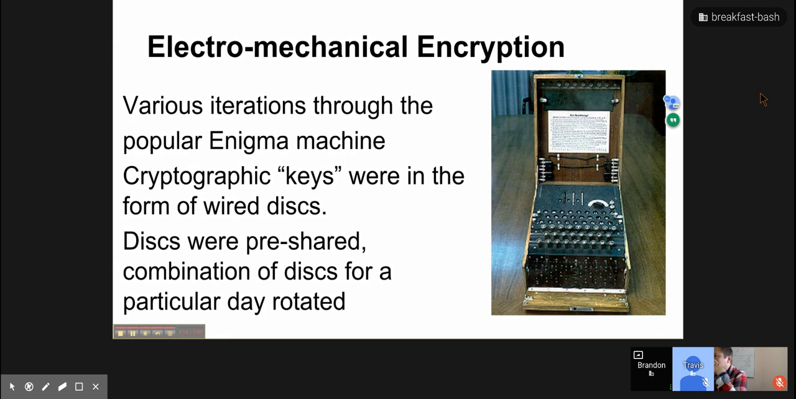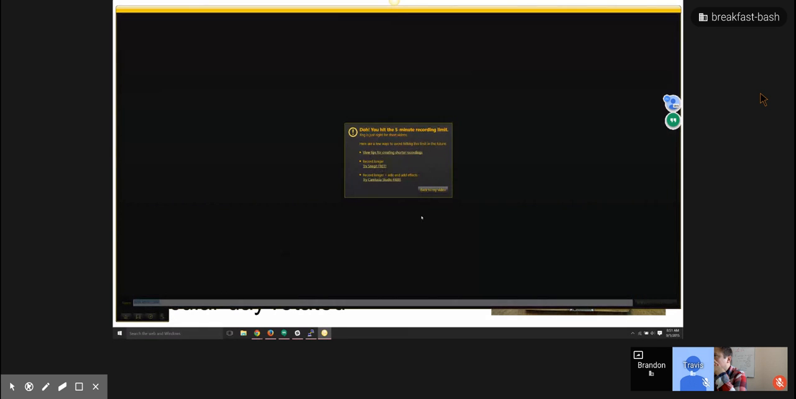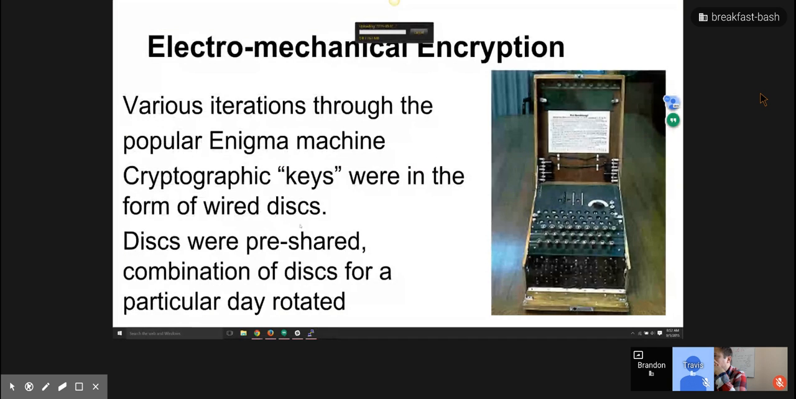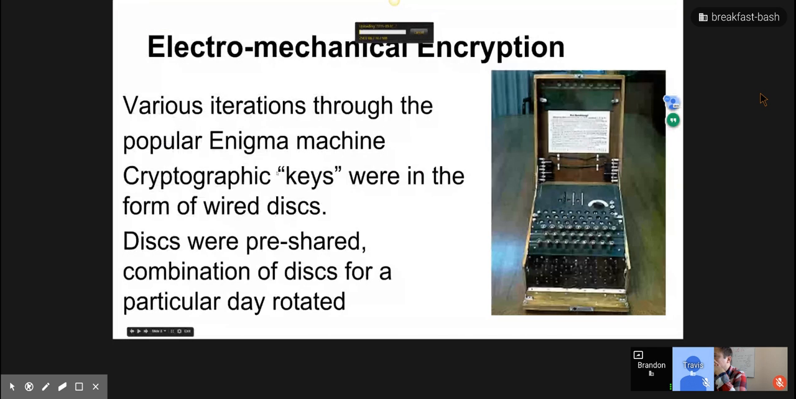And so the way that they share these is, again, they share these disks around with people, and then they'd be maybe 5 disks, and they'd keep track of which 5 disks are used and in which order on each day as an additional way of encrypting them.